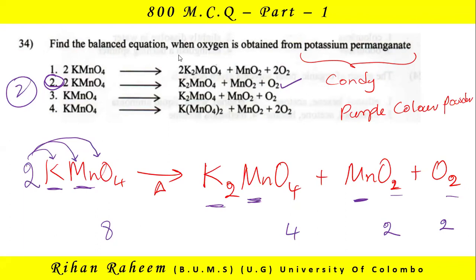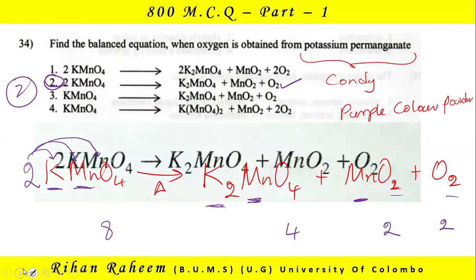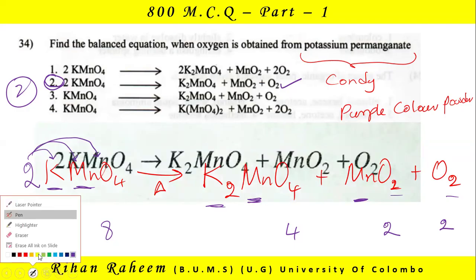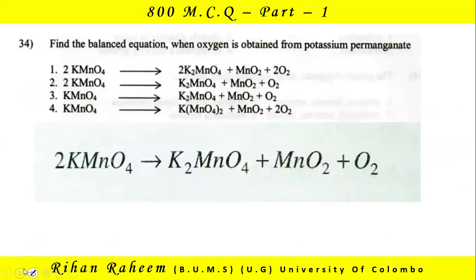Single displacement? Then if single displacement is there, there should be two things on the reactant side: one compound and a single element. But here it's just a single compound breaking into many other compounds. It's like a divorce. Decomposition. Hope you all are clear about it.